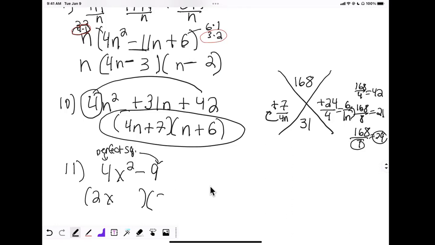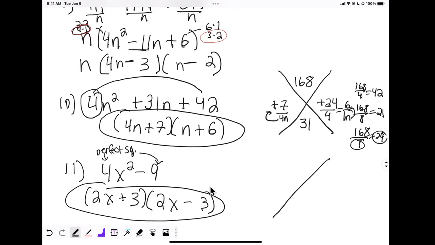2x, 2x, 3, and 3. But notice there's no middle term, right? This is that difference of perfect squares. And whenever you have the difference of perfect squares and there's no x term in the middle, you're going to have one plus and one minus. And that's the answer. If you were going to do this method, same idea: multiply 9 times 4, well, actually negative 9 times 4, negative 36.